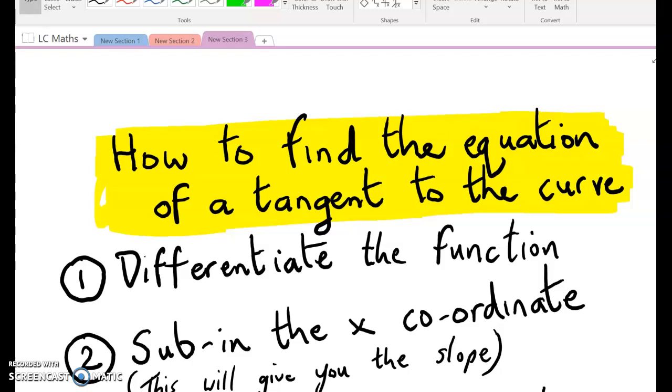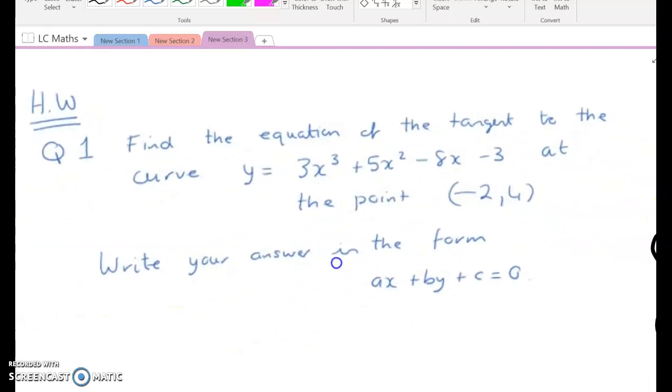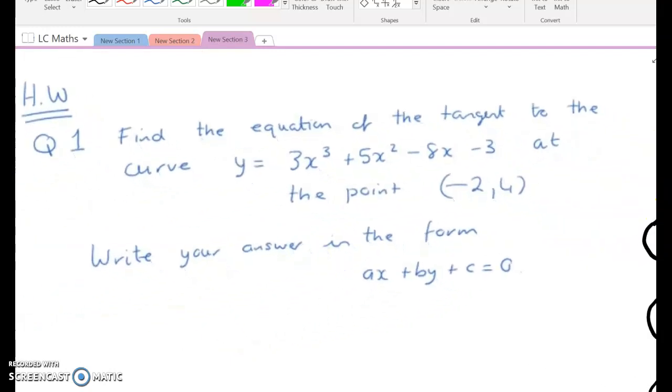Okay, in this little video we're going to find out how to find the equation of a tangent to the curve. So here's a typical question. Find the equation of the tangent of the curve y equals 3x cubed plus 5x squared minus 8x minus 3 at the point minus 2, 4.